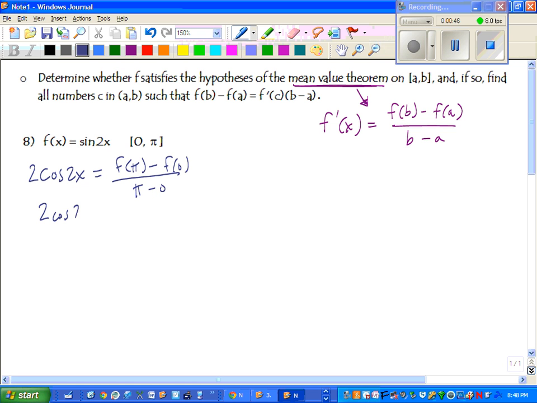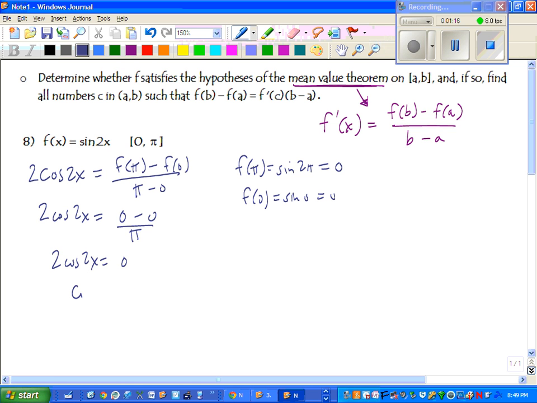So 2 cosine of 2x equals f of pi. So f of pi would be sine of 2 pi, and that's equal to 0, minus f of 0, which would just be sine of 0, which is also 0. So 2 cosine of 2x equals 0. So cosine of 2x would have to be 0.